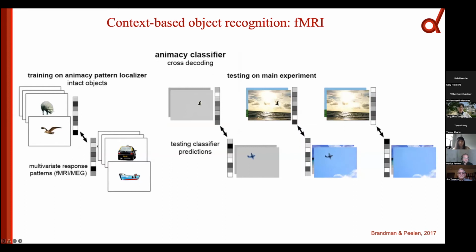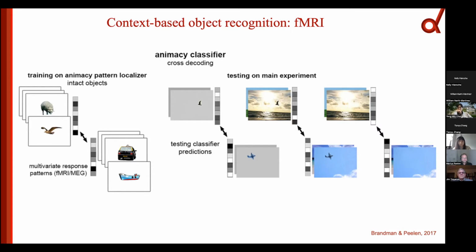So what we had participants do was, before they performed this main experiment, they viewed intact objects, animate and inanimate objects, that were clearly visible and clearly recognizable based on their local features. And we trained the classifier to distinguish between these categories based on multivoxel activity patterns in particular brain regions like the object-selective cortex. And then we tested this classifier on distinguishing these object categories in the main experiment, where these objects were degraded outside of the scene or inside of the scene, or even just the scenes alone.